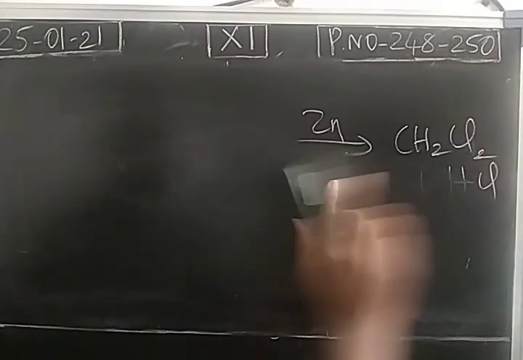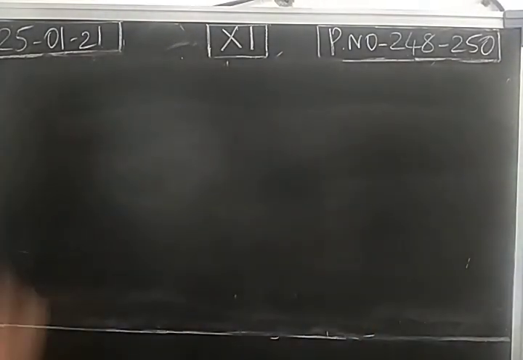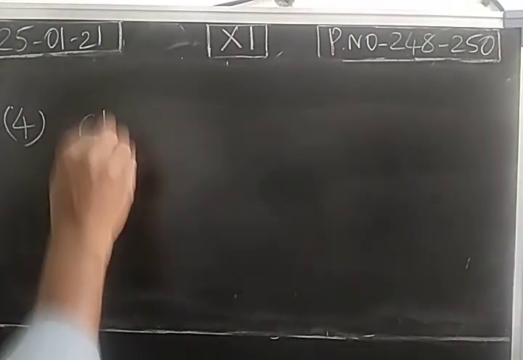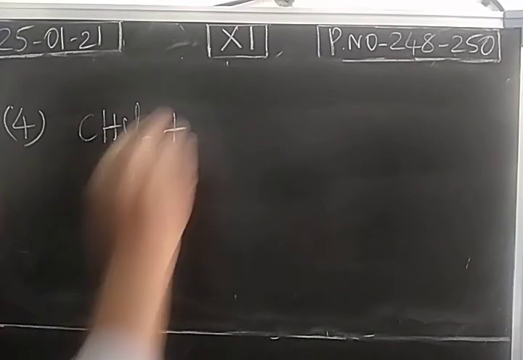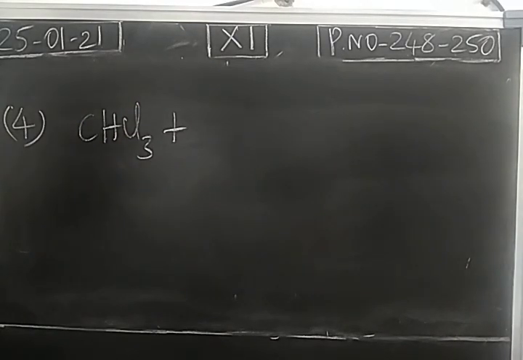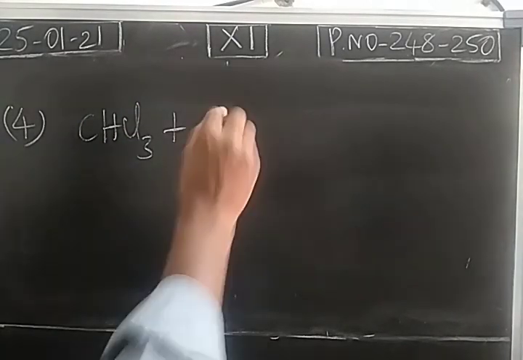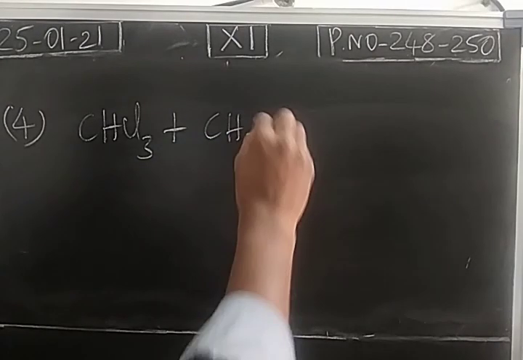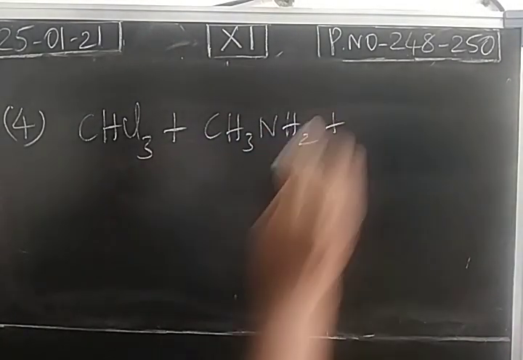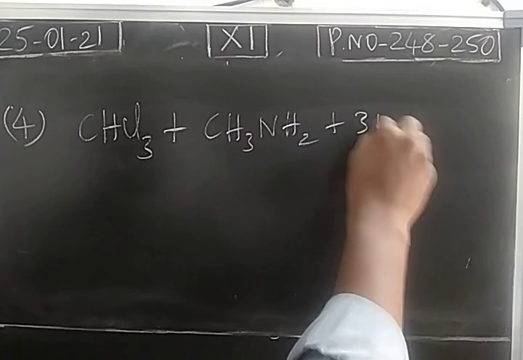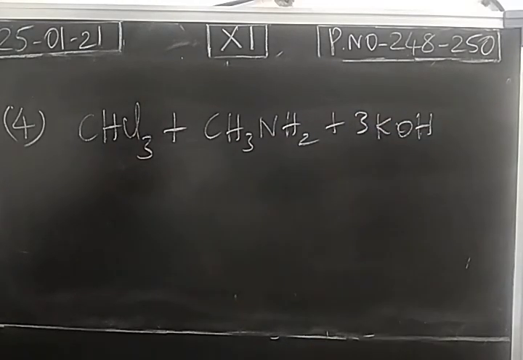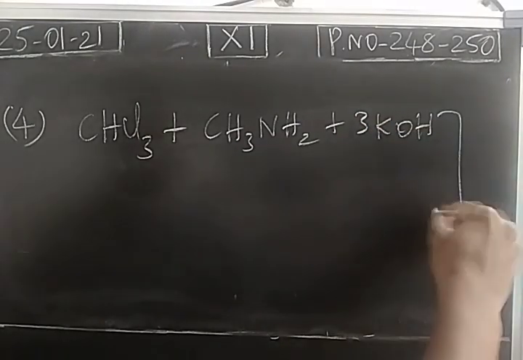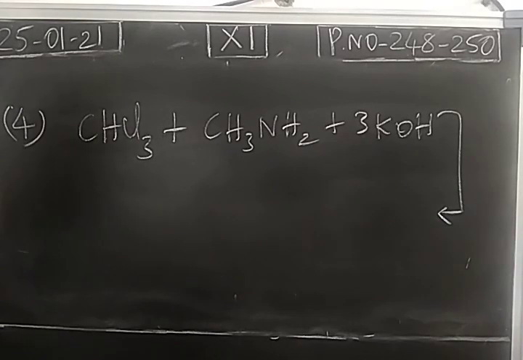Fourth reaction is an important one. This is called the carbylamine reaction. Chloroform reacts with the primary amine. It may be aliphatic as well as aromatic. Chloroform reacts with primary amine in the presence of alcoholic potash. That means alcoholic potassium hydroxide. We will get isocyanide.